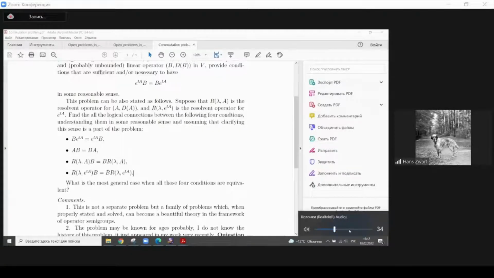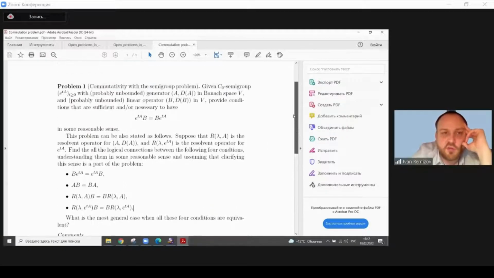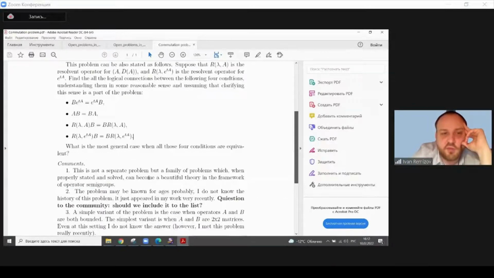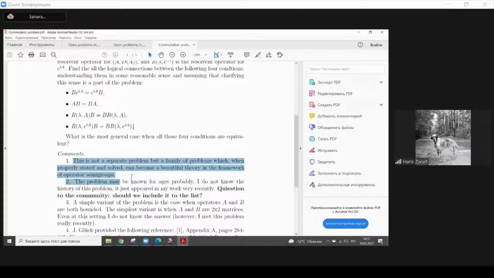But now you have to think about what happens when A and B are unbounded. What do you think? Does it deserve to be included in the list of open problems or not? Because this is not a separate problem, but a family of problems which, when properly stated and solved, can become a beautiful theory in the framework of operator semigroups. I'm just thinking if I have seen something like this before, because what I'm thinking of is what I would do as a first proof.